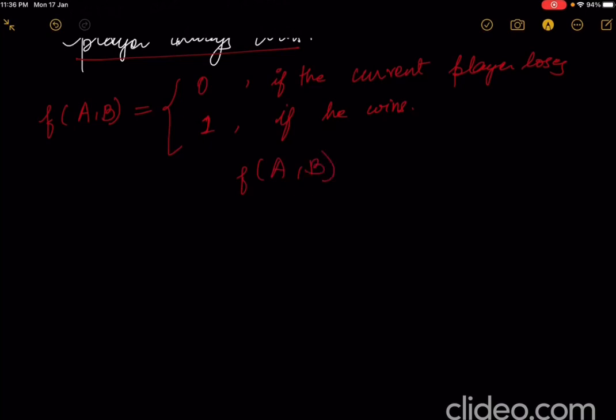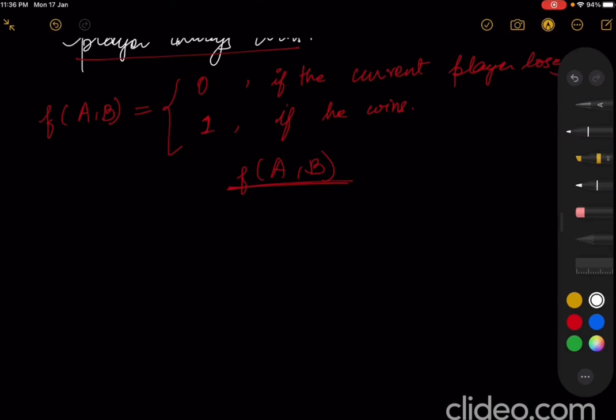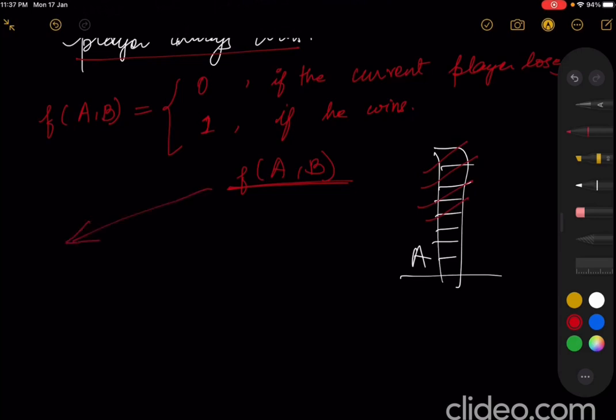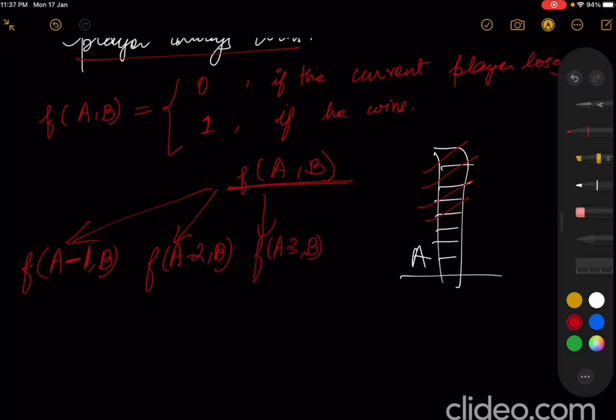If there are a coins like this, what the second player can do is select 1 coin from it, 2 coins, 3 coins, 4 coins, or at most b coins from it. If he selects 1 coin, then we get f of a minus 1 comma b. If we select 2 coins, then we get f of a minus 2 comma b. Similarly for 3 coins, a minus 3 comma b. Similarly you can keep on finding like this.